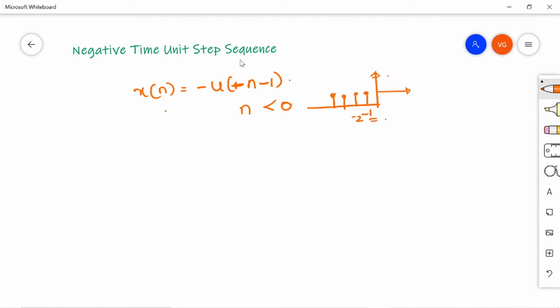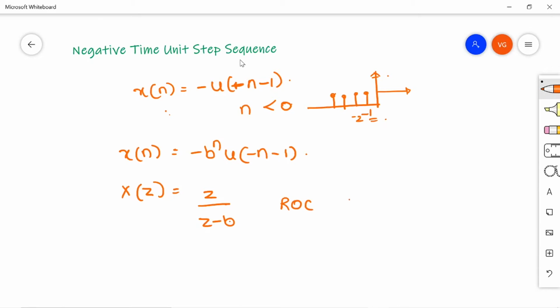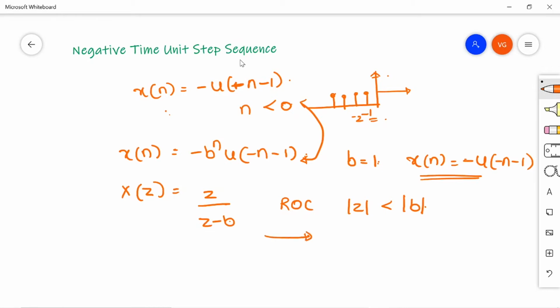So if you consider this signal, what will be your Z transform? As we know, for the negative time exponential sequence, if you are taking x of n is equal to minus b power n u of minus n minus 1, the Z transform is defined as z by z minus b, where the ROC is mod z less than mod b. So if you bring a similarity here, if you take b is equal to 1, this x of n becomes minus u of minus n minus 1. Then the Z transform also you can relate it.